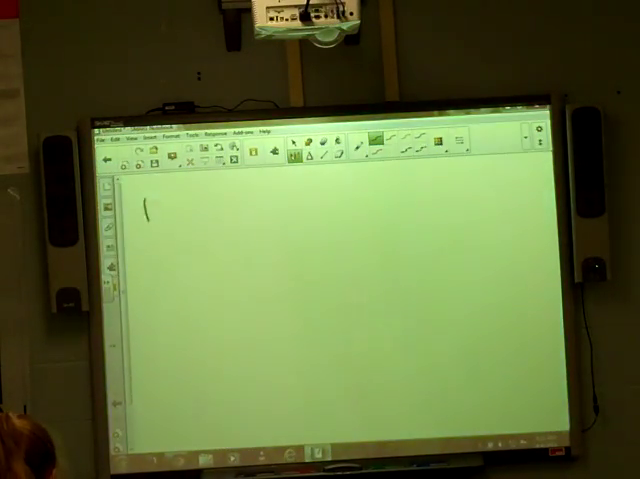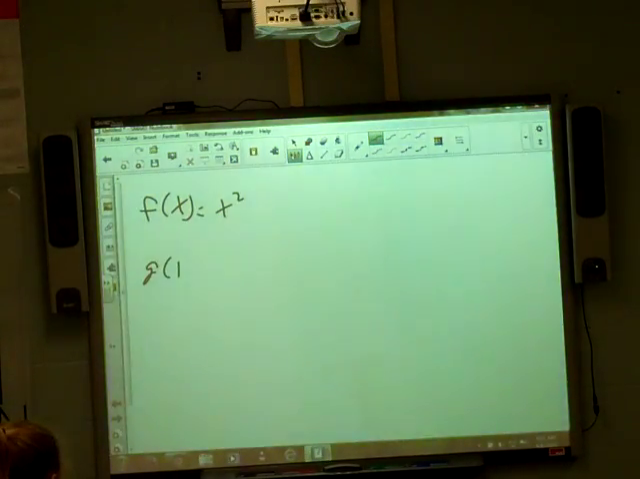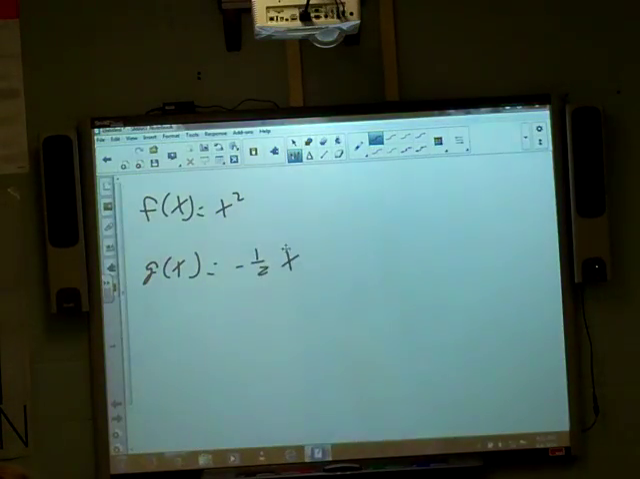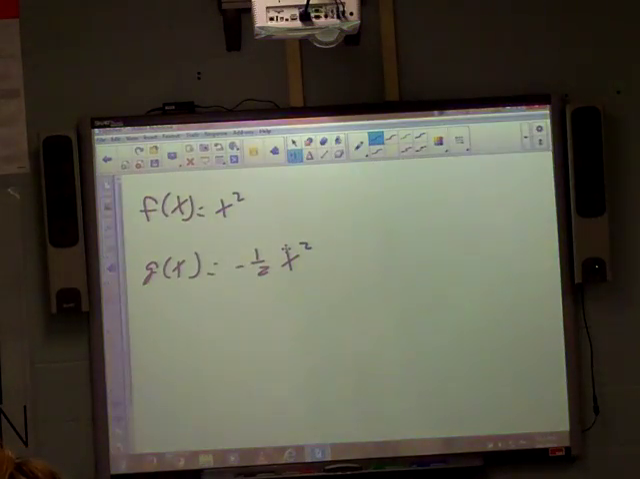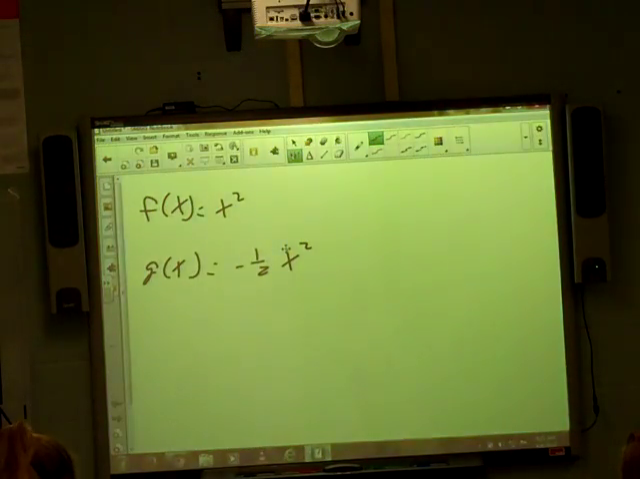All right, still using our parent function of f of x is x squared. G of x ended up at negative 1/2 x squared. Directions say describe the transformation. Horizontal in front of things? Depends on where, if it's in the parentheses with it or if it's just in front of the whole thing. Well, what did your notes say? There you go. You've got to be able to look back and read that.